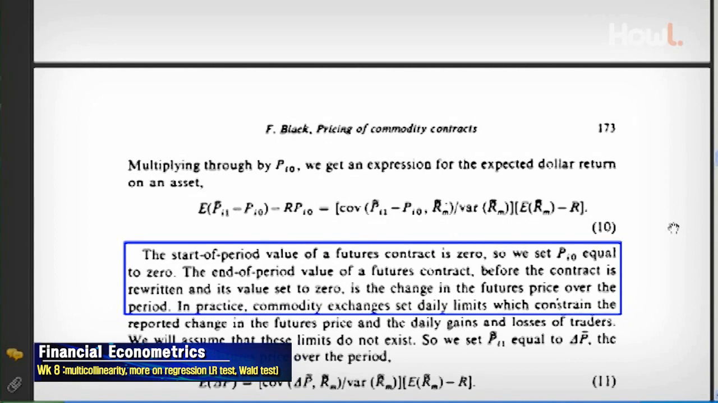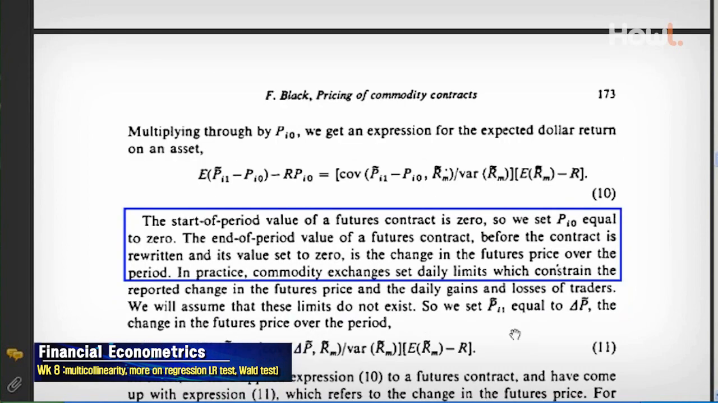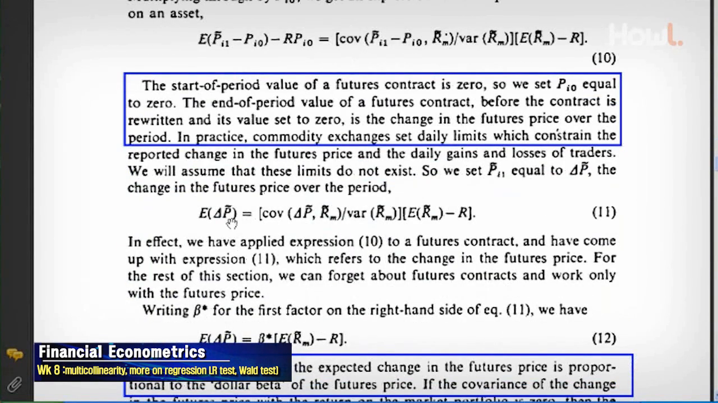So the start-of-period value of the futures contract is 0, so we set PI0 equal to 0, so this part is 0, right? The value of the futures contract is 0, so this is 0 and this is 0. So this entire equation 10 will be simplified into this one. This is another notation. The end-of-period value of the futures contract, before the contract is released and its value set to 0, is the change in the futures price over the period. In practice, commodity exchanges set a daily limit, which is a constraint, so we don't need this part. Since the initial price is 0, the end value is actually the sum of the price changes.